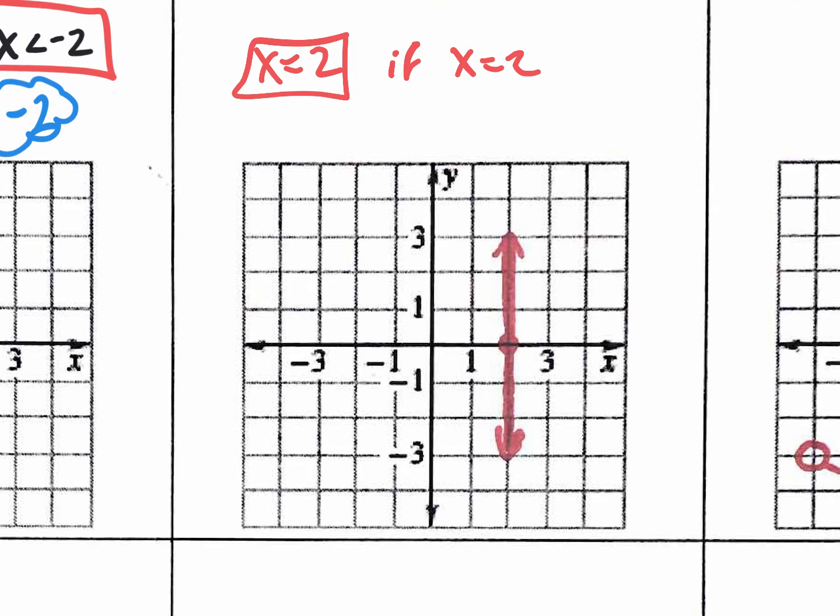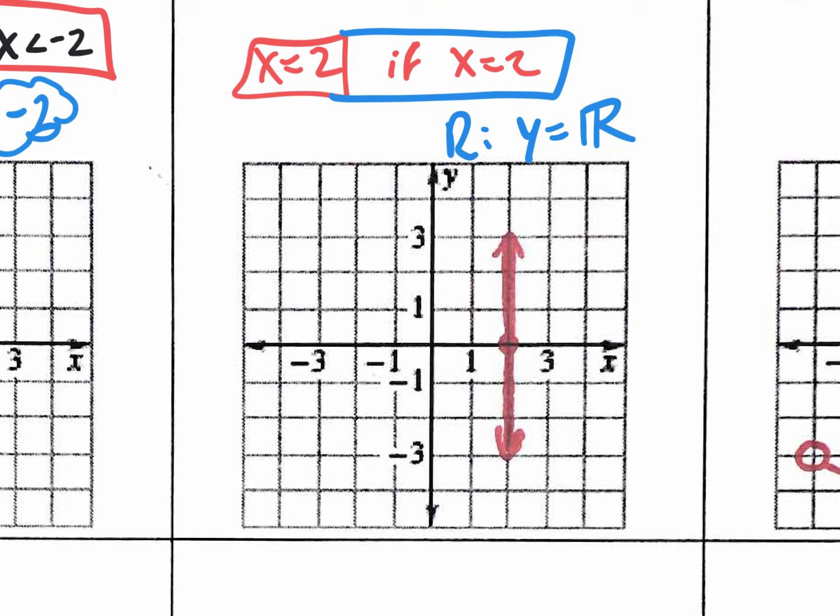And what about the range? The range is what? Y equals all real numbers. Why? Because it goes up forever, it goes down forever.